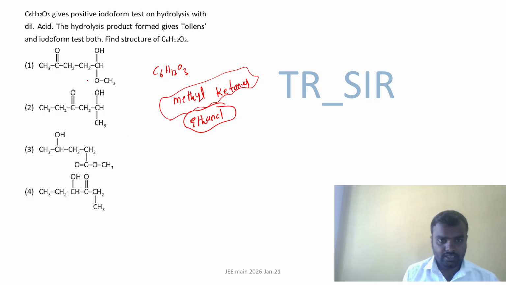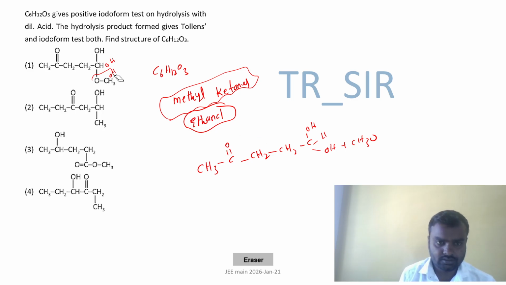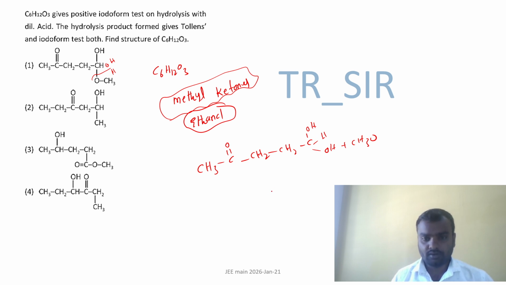So to do the hydrolysis, for option A, we have CH3, C double bond O, CH2, CH2, CH with two OCH3 groups. Break this and add H2O, HOH. So then what did you get? Two hydroxyl groups on the same carbon are not stable. Eliminate the water: C double bond O, CH2, CH2, C double bond O, H.